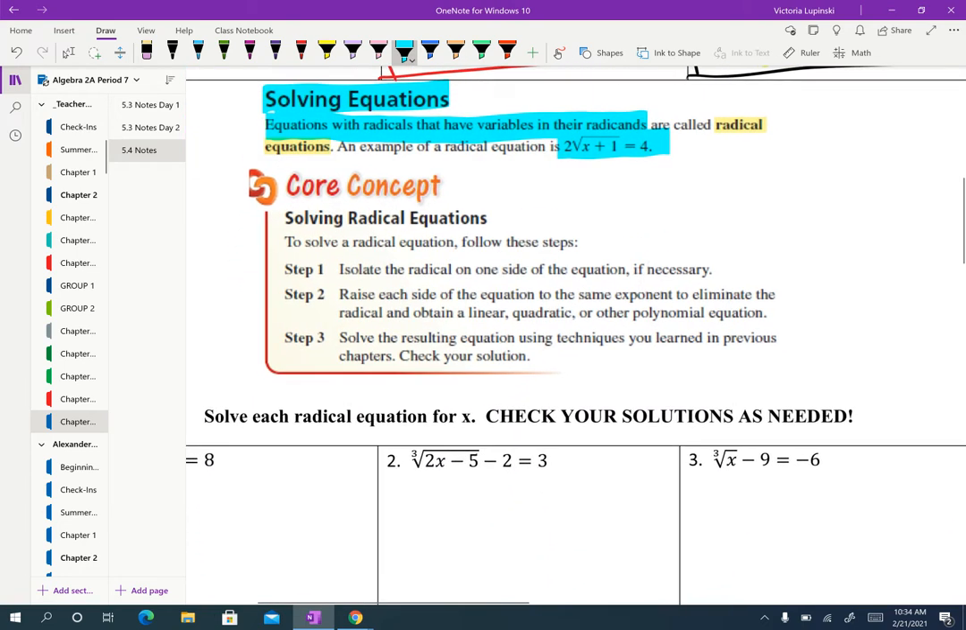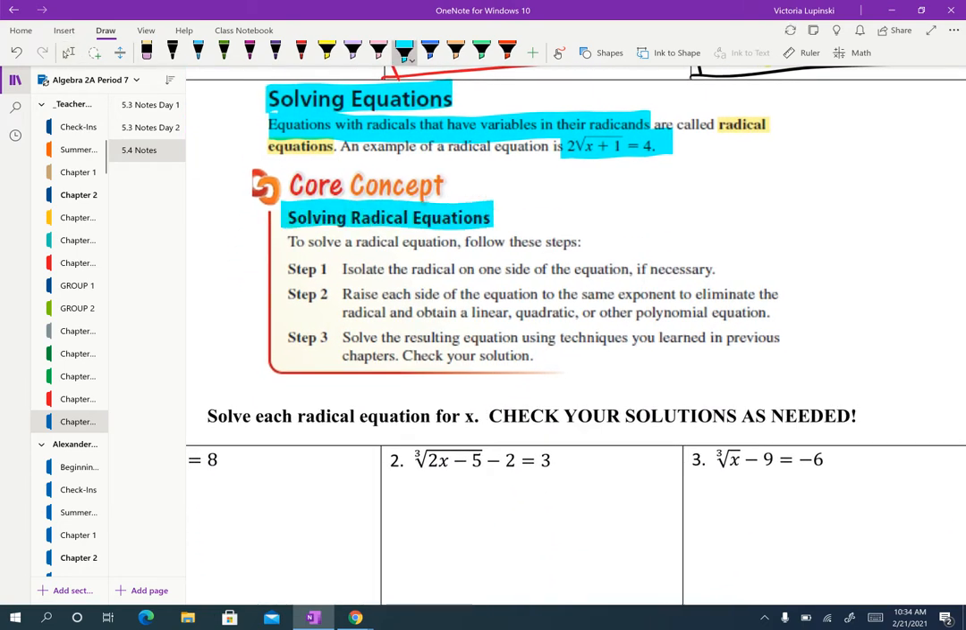Generally speaking, these are the steps that you're going to follow whenever you are trying to solve a radical equation. So step 1, isolate the radical on one side of the equation if necessary. Remember, a radical can be a square root or a cube root or a fourth root. Doesn't matter what the index is, you're going to start by isolating it.